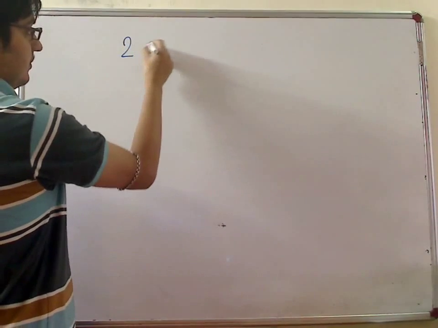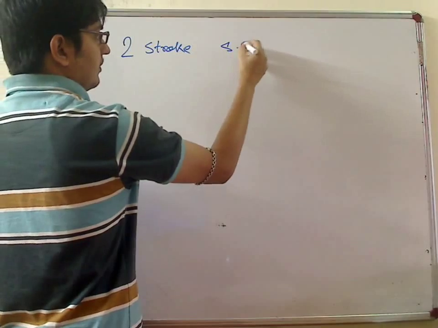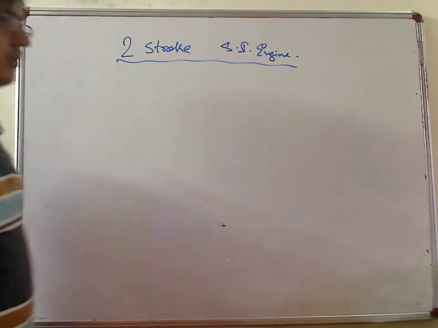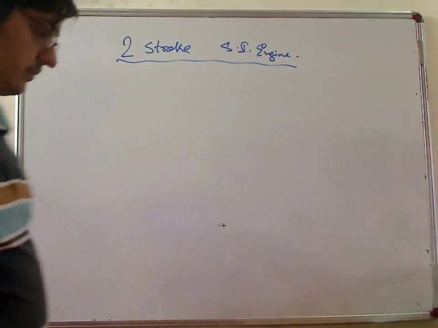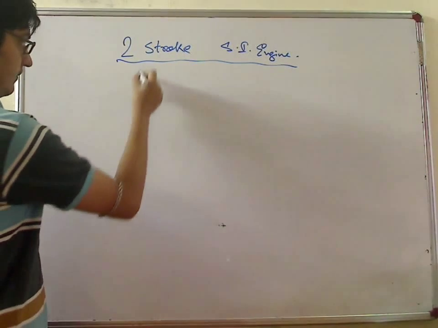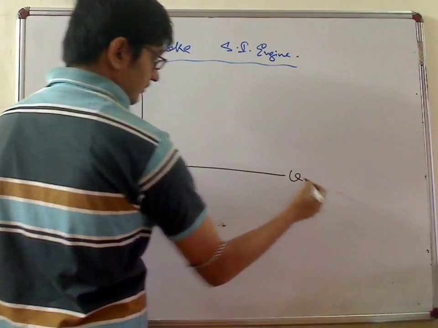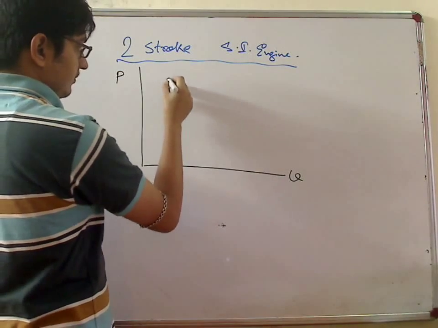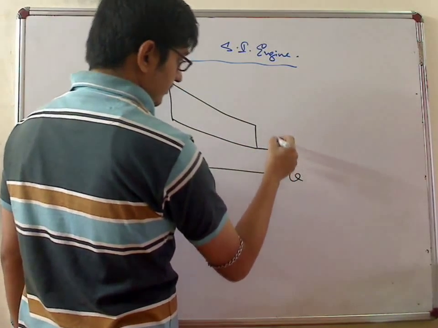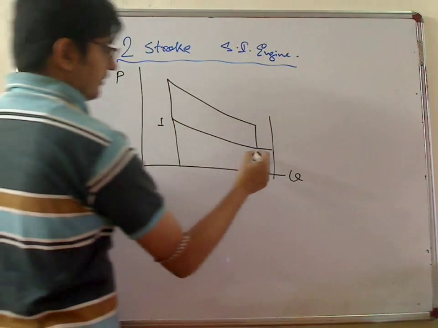Then the 2-stroke, then the 2-stroke SI engine, the spark ignition engine. This portion is not too important.